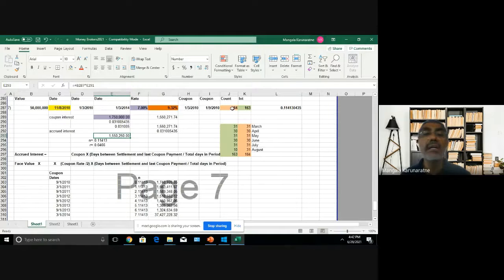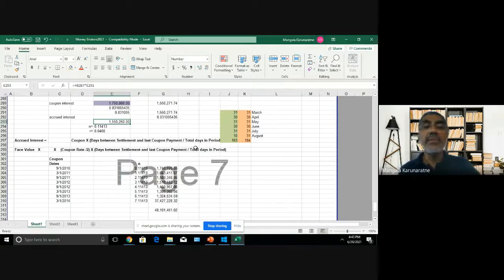If you take one day's interest, that is 1,750,000 divided by 184 days, right? Then you get one day's interest. Likewise here, we multiply it by 163 and we got this theoretical calculation, but we have fine-tuned it here by using 6 decimals, 1,550,250, right?